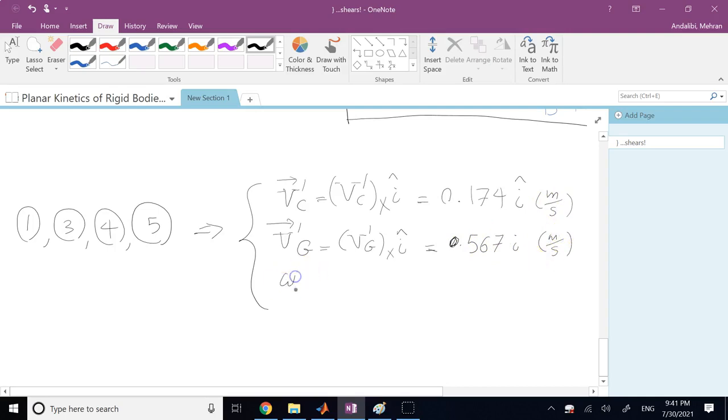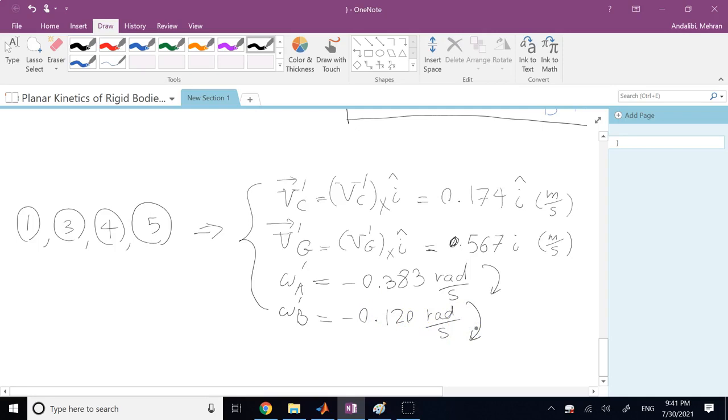Then I found omega prime of a, which is in the k direction, but it's negative, so negative 383 radians per second. And negative means it is going to rotate clockwise. And finally, omega b prime is going to be negative 0.12, 0 radians per second, which means that guy is also going to be clockwise.